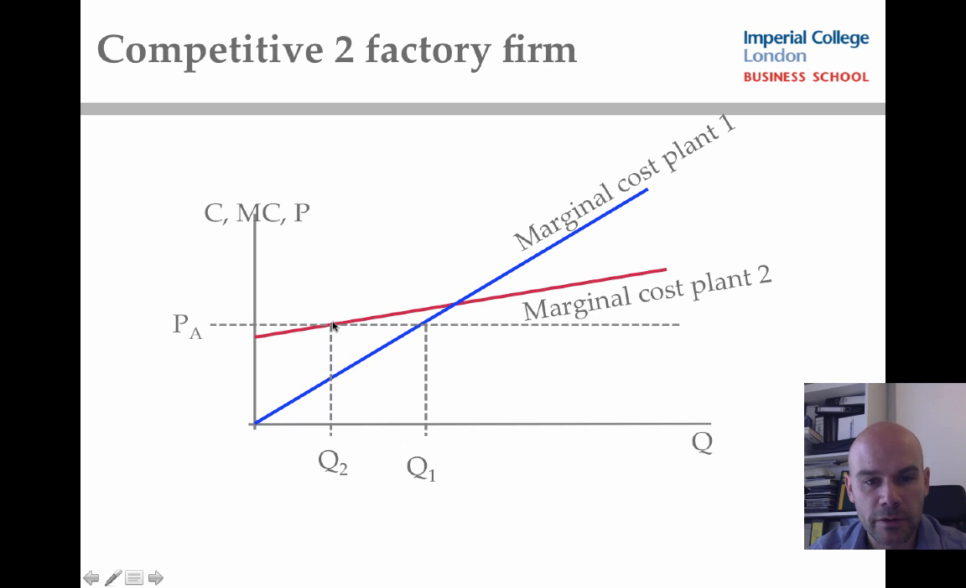But of course the only way to get these equal is if we produce much less in plant 2, so just Q2 here, than in plant 1, which is Q1 here. And then the total of these will be our total optimal output.